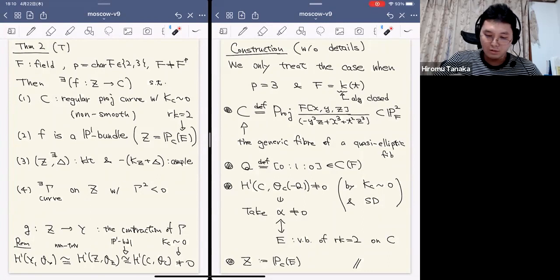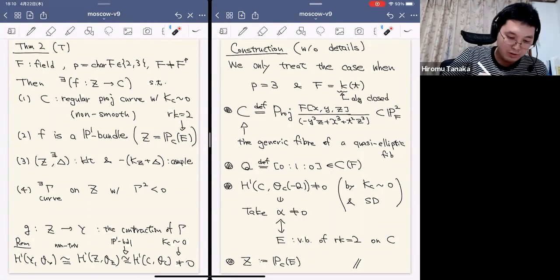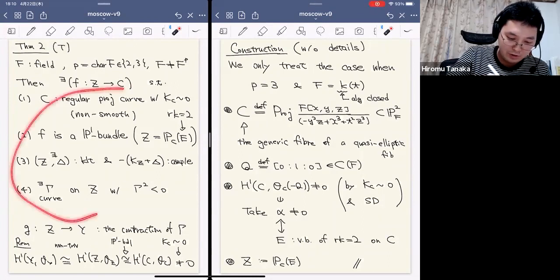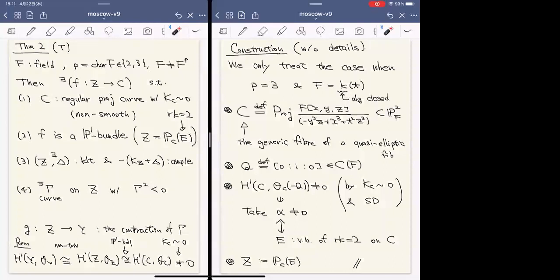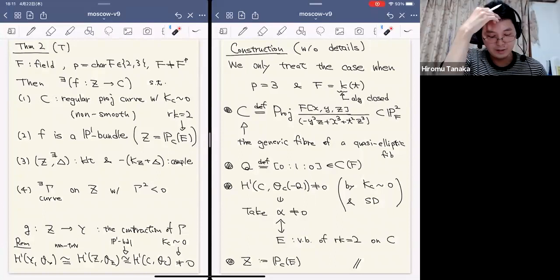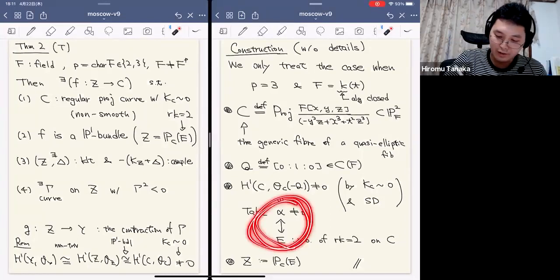Okay, so of course we need to check many details to prove this theorem actually. But let me omit the details. And why do you need to take non-zero alpha? Why couldn't you take just the direct sum? What would fail?